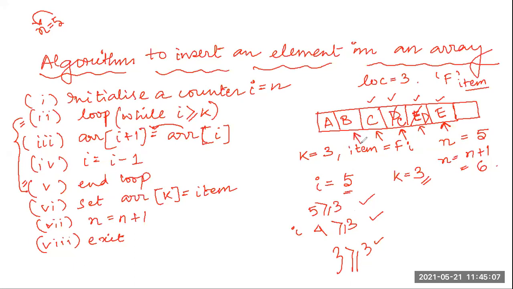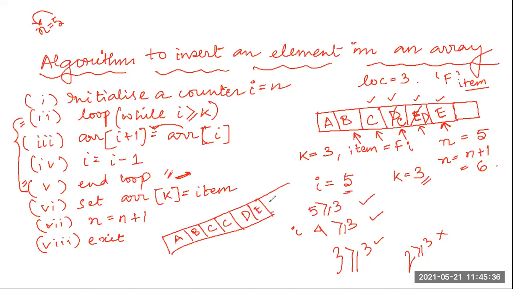It will be pointing at B, so my counter is 2. Is 2 greater than or equal to 3? No. When it is not, we will come out of this loop. Now, after this fifth step, if you notice, my array will look like this: A, B, there is still a copy of C left, C, D, E, and there are some extra spaces.